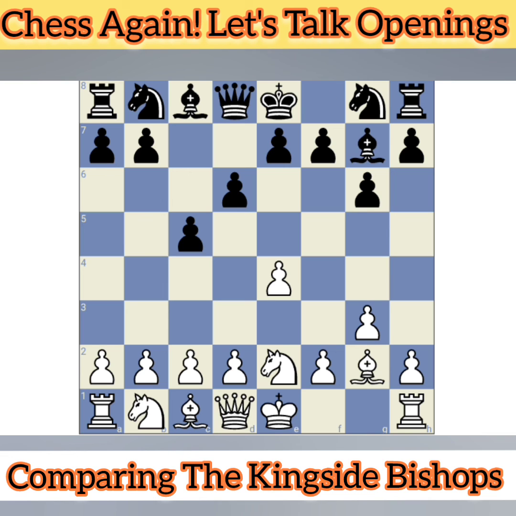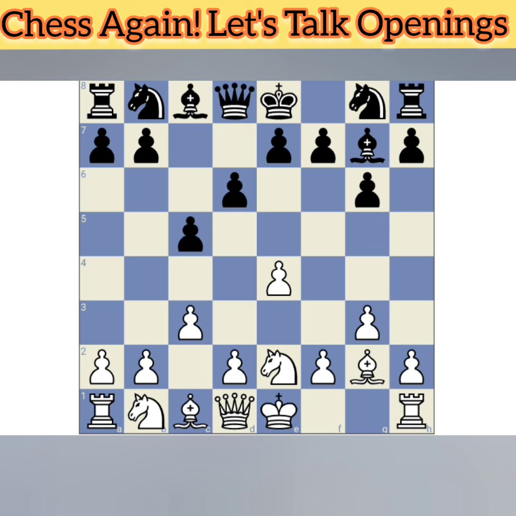Bishop g2, bishop g7. So the question to ask, which bishop will prove to be more effective? The bishop on g2 or the bishop on g7? This is also a plan for White. With this setup, since the knight on b1 is going to be placed on d2 normally, then a plan here is to play the pawn to c3 with the idea of pushing the d pawn to d4.